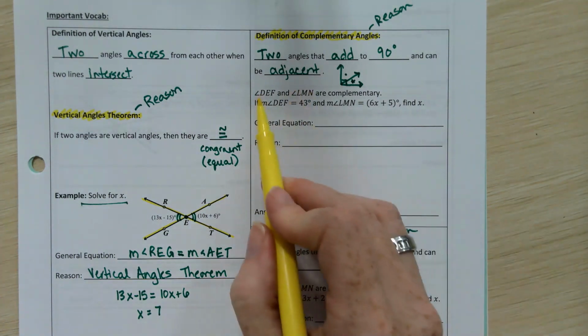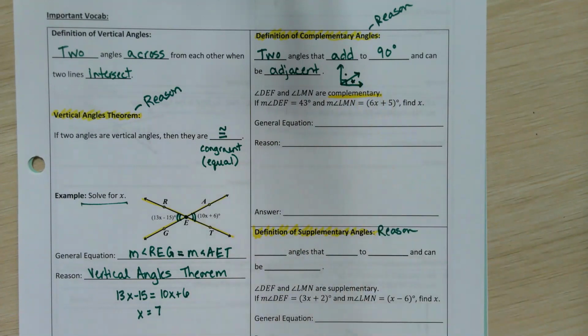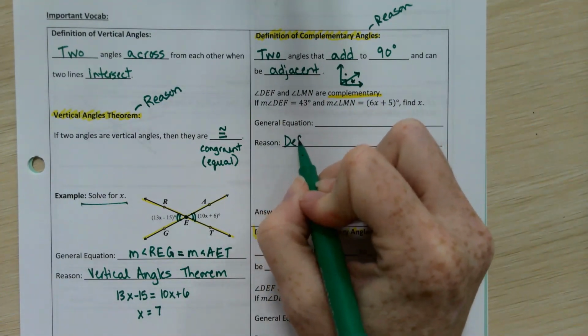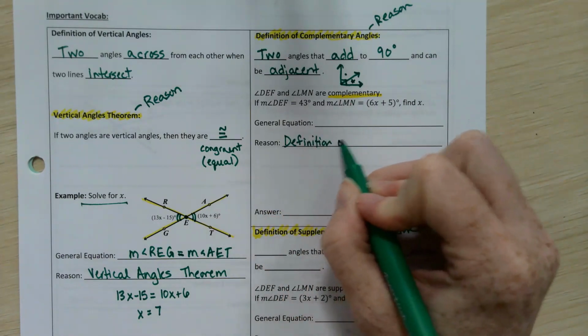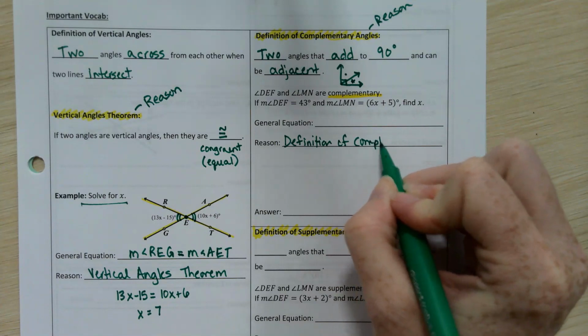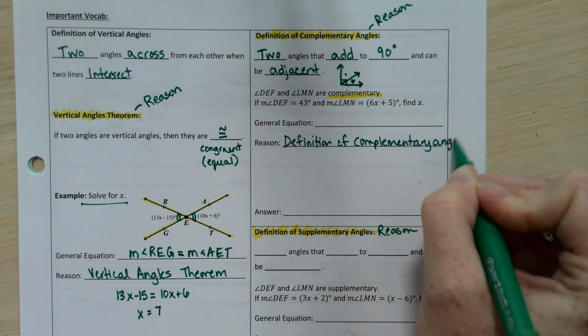In fact, we might not even have a picture given to us at all. We might just have information that says complementary. That's the only way we'll actually use the definition of complementary angles as a reason. If we see that word printed, then we know we're going to use the definition of that word as our reason for our work.